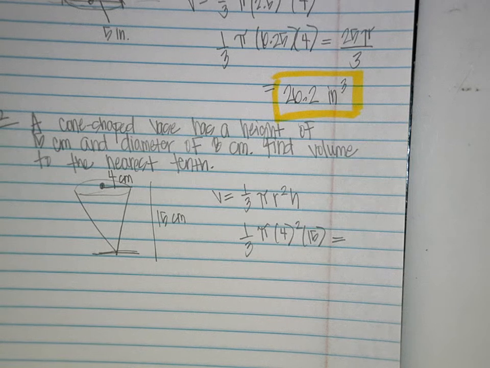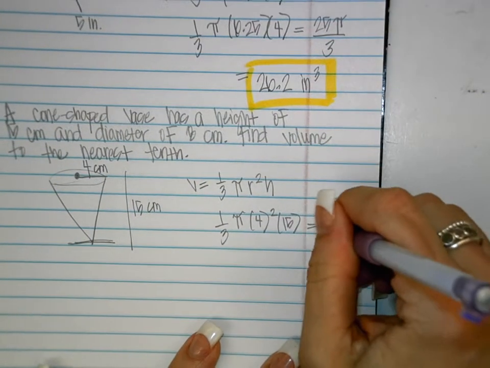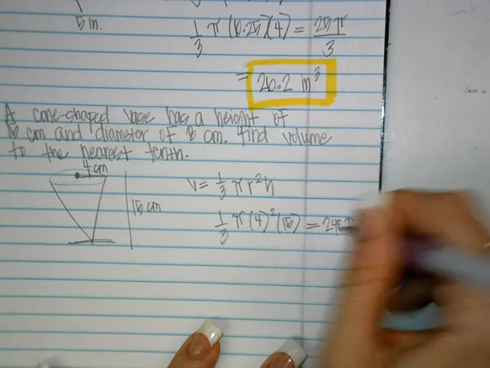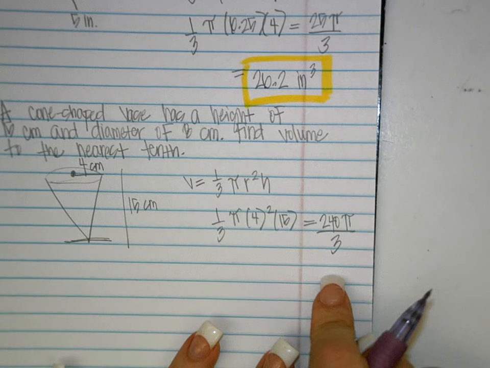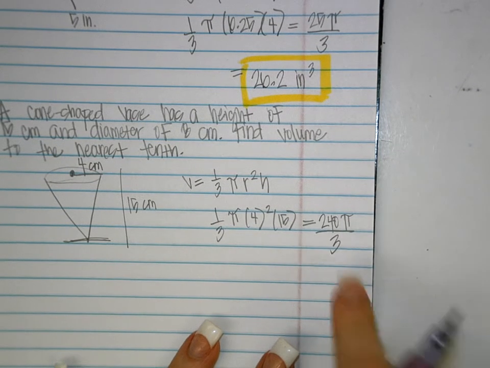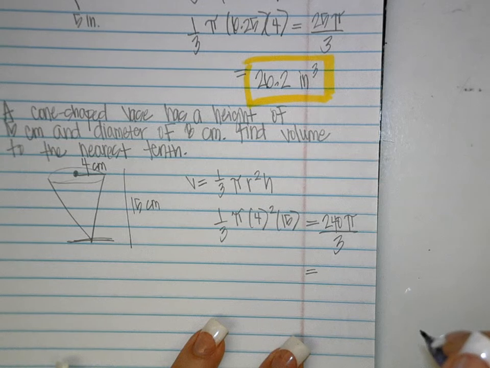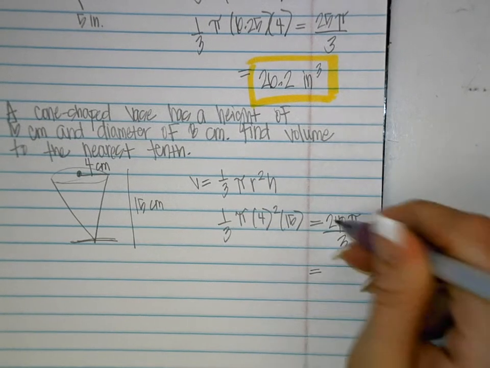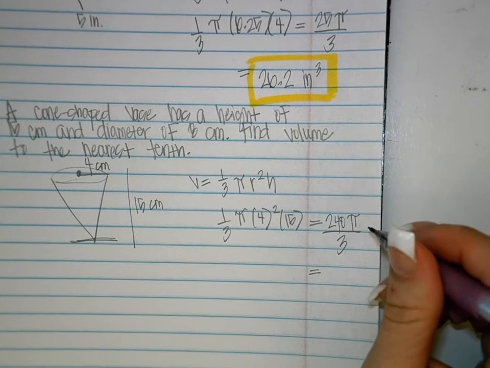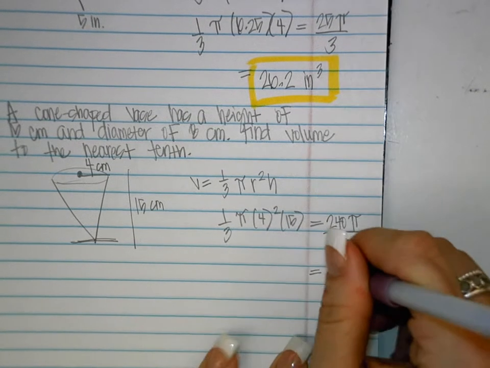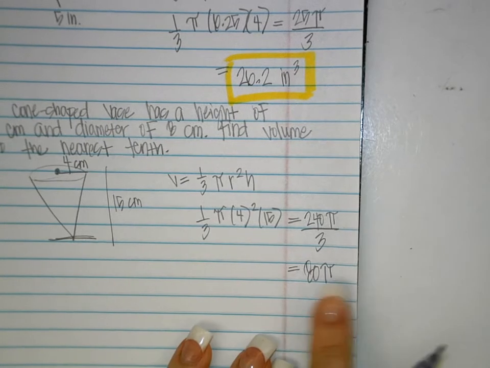Wait, don't we times it by pi too? We're going to, yeah. So if you multiply everything on the top, you've got 240 pi over 3. How would you write 240 pi over 3? Could you reduce that? Does 240 and 3, can you reduce those? Yeah, divide by 3. What would that leave you? 80 pi. So if I asked for the answer in terms of pi, that's your answer.